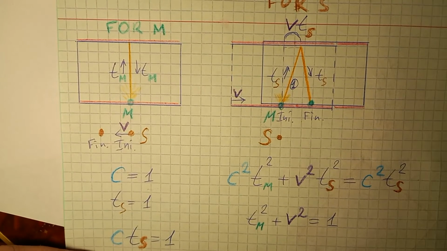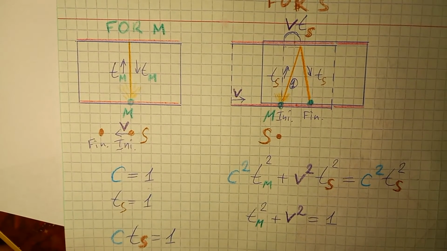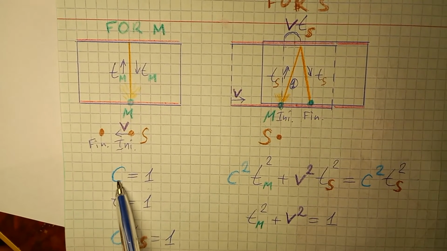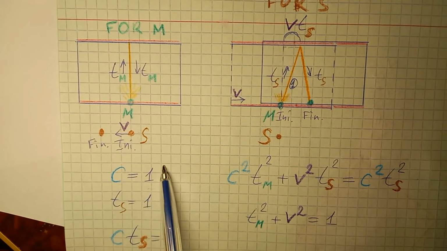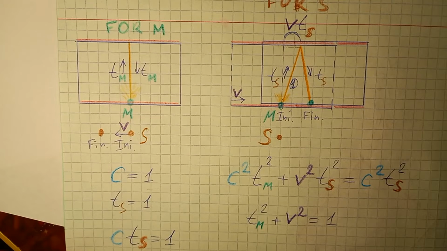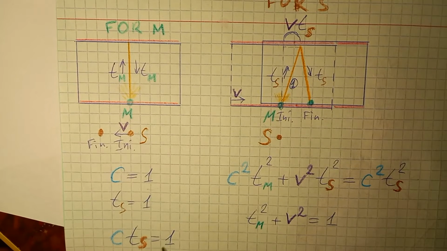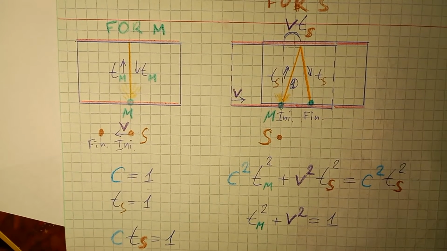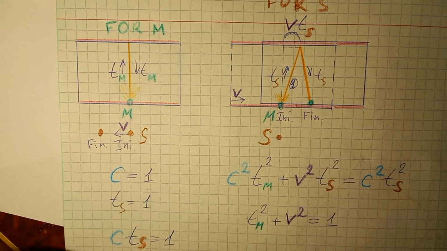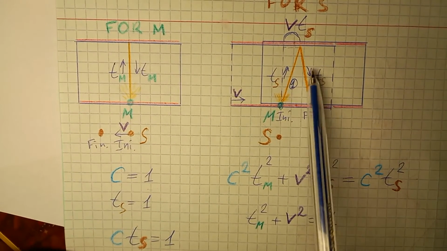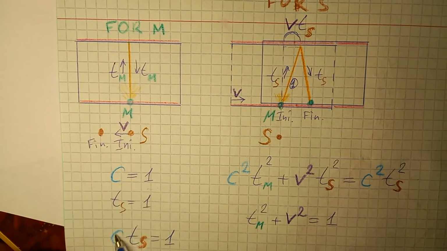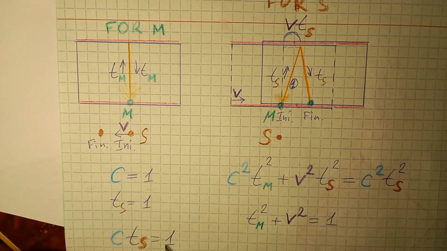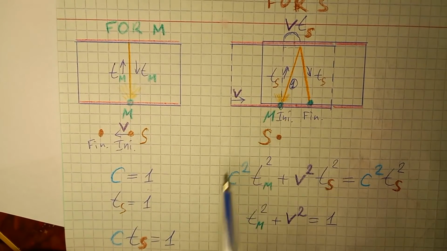In order to make the math as simple as possible, let's set the speed of light c equals 1 in our thought experiment. And the time which the stationary observer experiences equals 1 as well. So for easy measurement, we set the diagonal distance light goes in an amount of time equal to 1. C times ts equals 1. Okay? This diagonal equals 1.